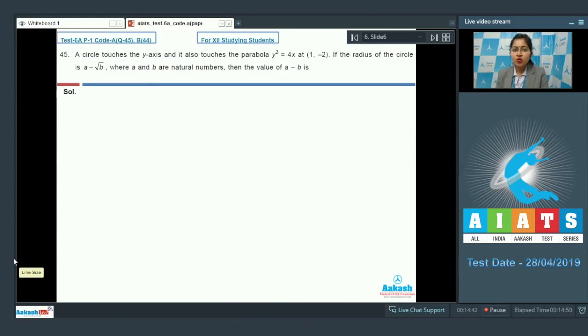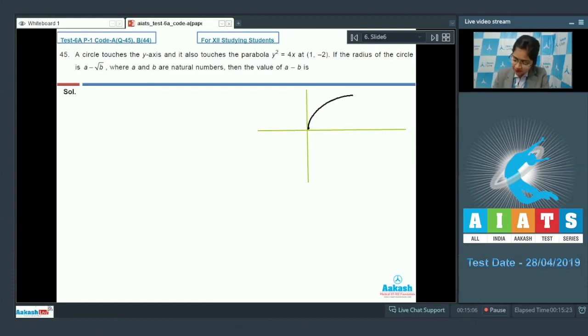Next, let's move on to question number 45, which says: a circle touches the y-axis and it also touches the parabola y squared equal to 4x at (1, minus 2). If the radius of the circle is a minus root b, where a and b are natural numbers, then the value of a minus b is? Let us make the diagram first.